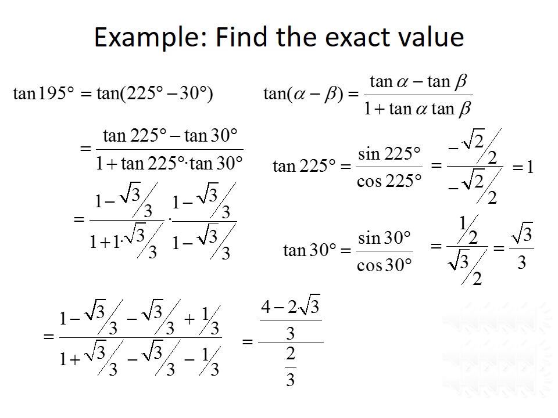If we get everything over a common denominator of 3 and combine, our numerator will simplify to be 4 minus 2 times the square root of 3 over 3, and our denominator will be 2 over 3. When we divide those fractions out, the 3's will cancel out, leaving us with 4 minus 2 root 3 over 2, which will simplify to give us 2 minus the square root of 3.